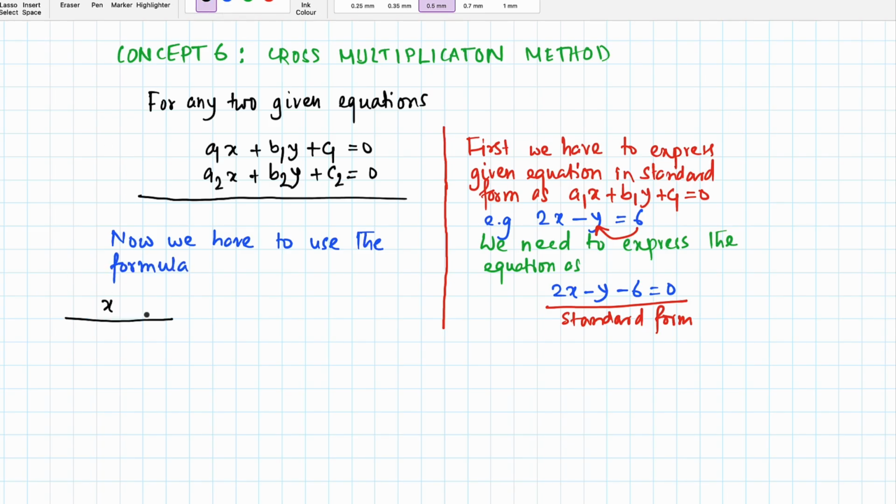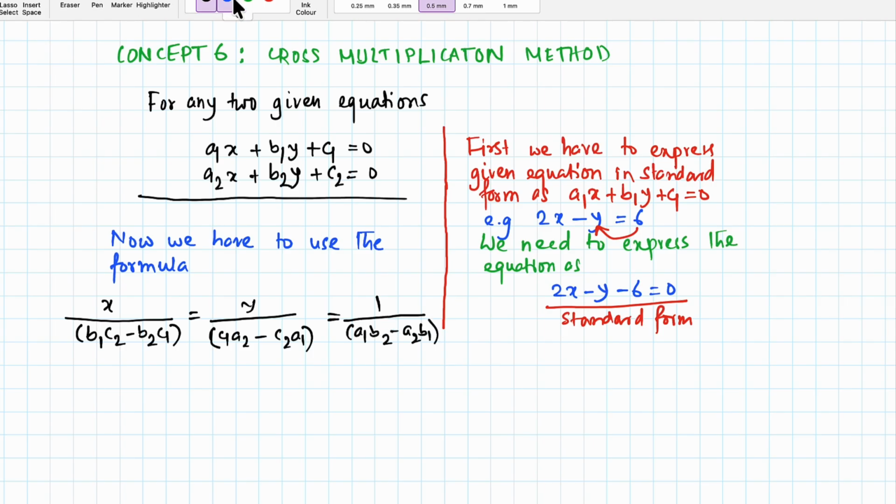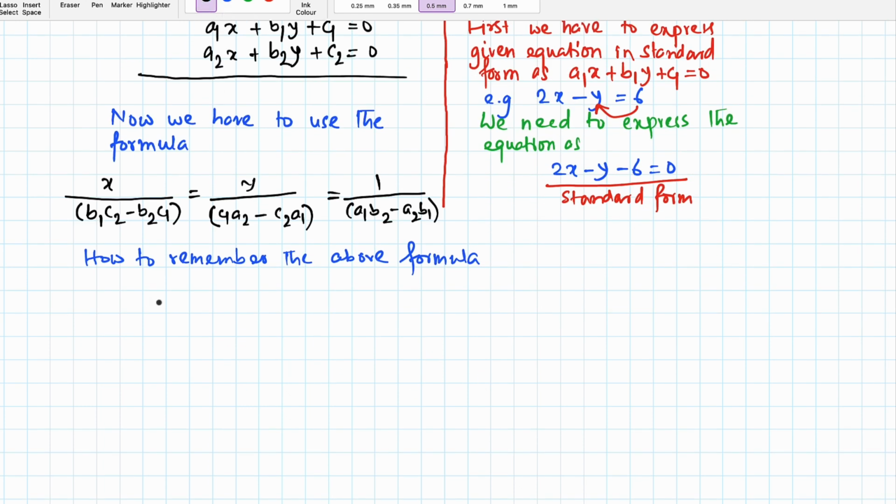What is the formula? x divided by b1c2 minus b2c1, y divided by c1a2 minus c2a1, equal to 1 divided by a1b2 minus a2b1. Now how to remember? Very easy. Start with b1 b2, and arrange like this: c1 c2, a1 a2 and again b1 b2. So b, c, a, b is the way you have to arrange, and then put x, y and 1.